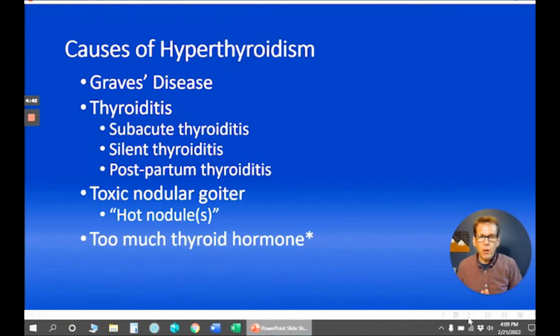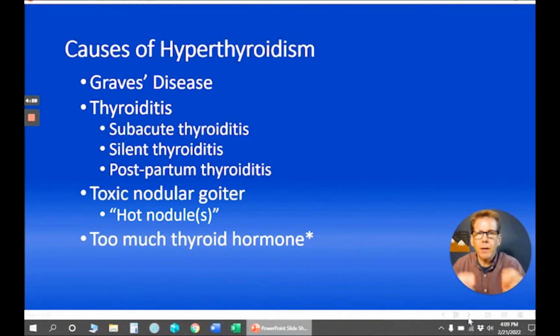Now, when we think about what causes hyperthyroidism, or what causes high thyroid hormone levels, and there's a little bit of semantics here that we don't have to get into, we're going to use the term hyperthyroidism to mean too much thyroid hormone in your blood.